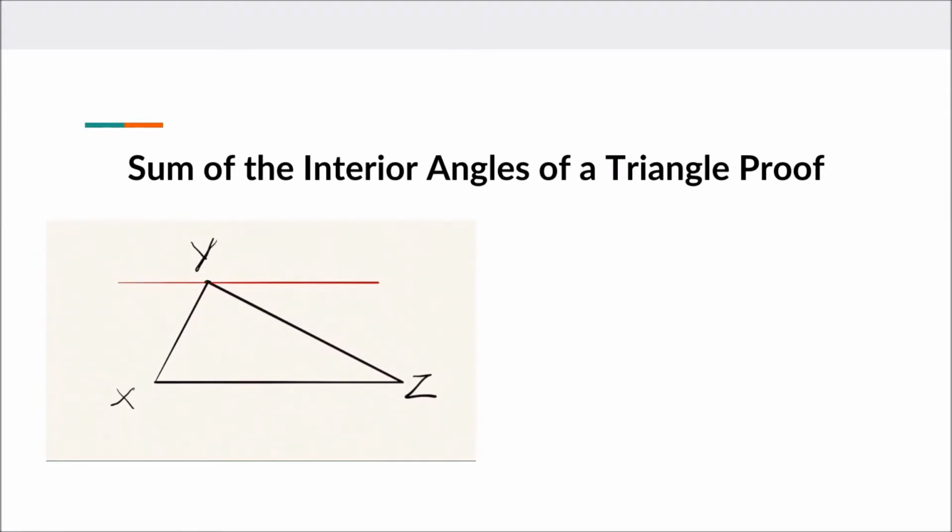Next, label a point on that line, and we'll call that A. This way, when we want to refer to the red line, we can simply refer to it as the line that goes through AY. Next, we'll label this angle alpha, and we'll call this angle beta.